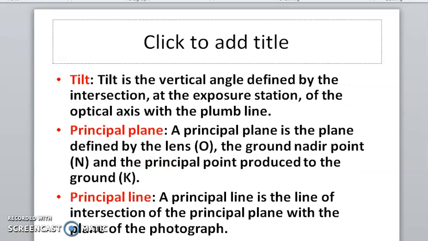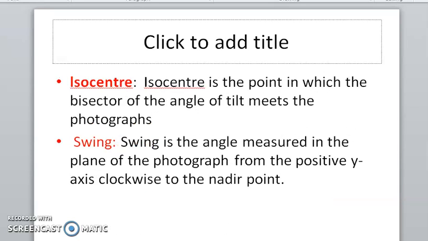Tilt is the vertical angle defined by the intersection at the exposure station of the optical axis and the plumb line. Principal plane is the plane defined by the lens, the ground nadir point, and the principal point produced to the ground. Principal line is the intersection of the principal plane with the plane of photograph. Isocenter is the point where the bisector of the angle of tilt meets the photograph. Swing is the angle measured in the plane of the photograph from the positive y-axis clockwise to the nadir point.